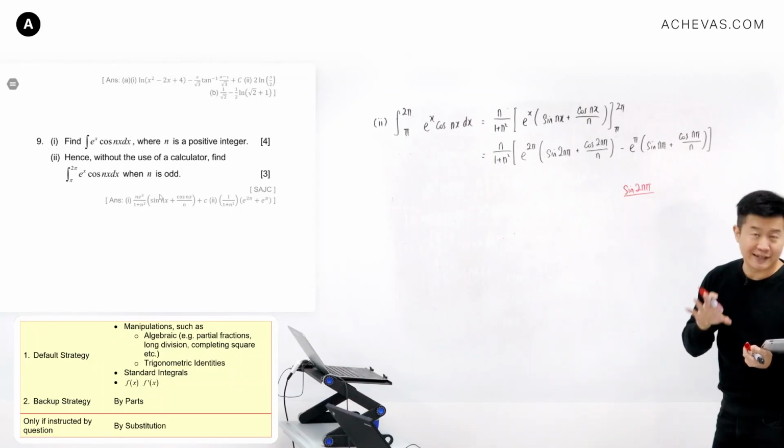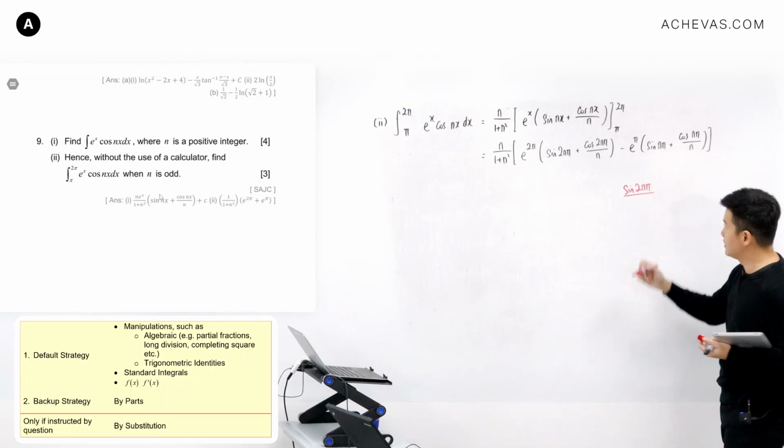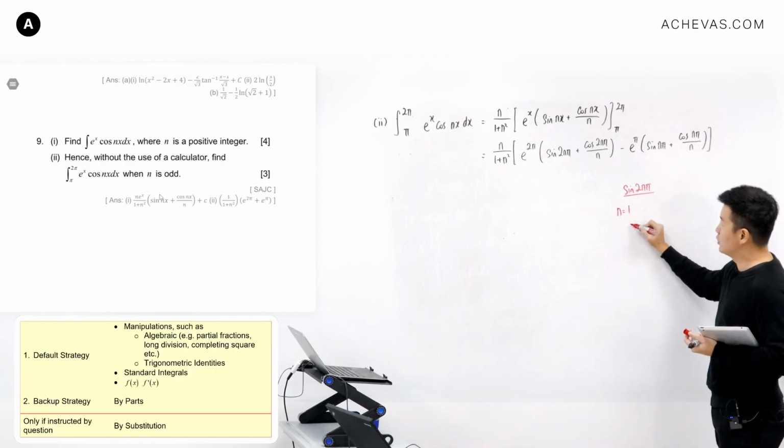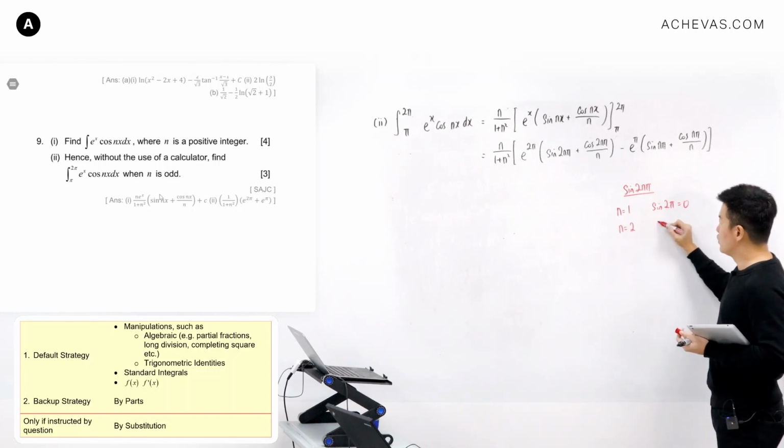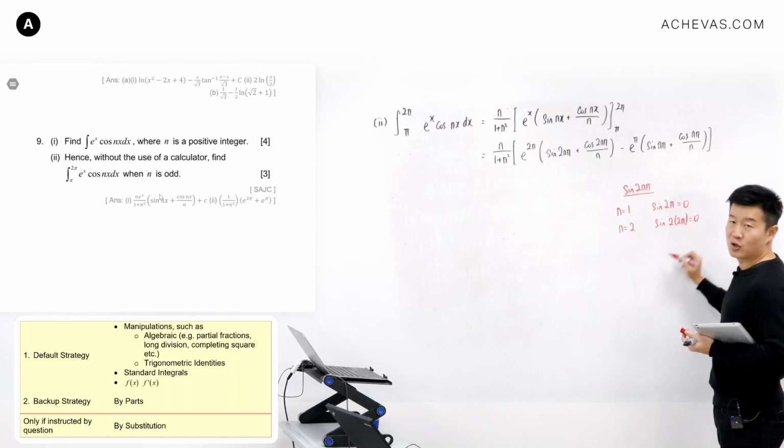Okay, according to what the question says, n is an odd number. So I'm going to try a few odd numbers. For example, if I were to let n be equal to 1, then we will have sine 2 pi, and that is 0. n is equal to 2, we have sine 2 times 2 pi, and this is also 0.